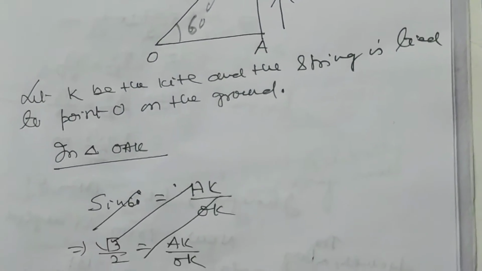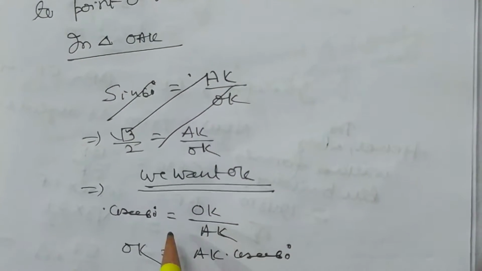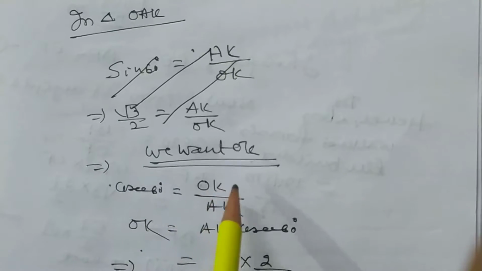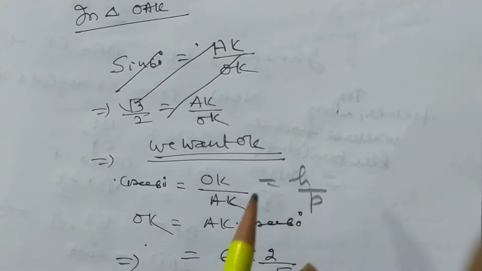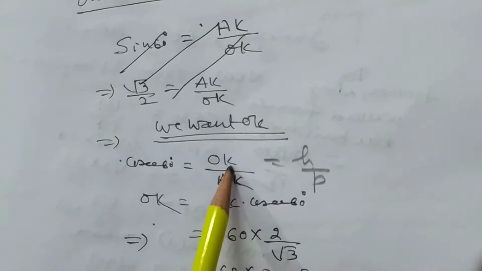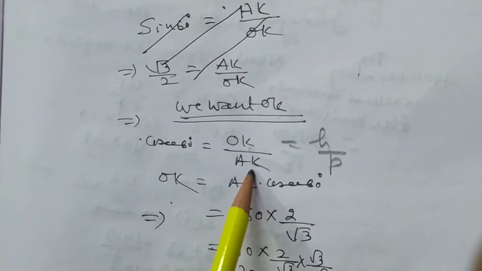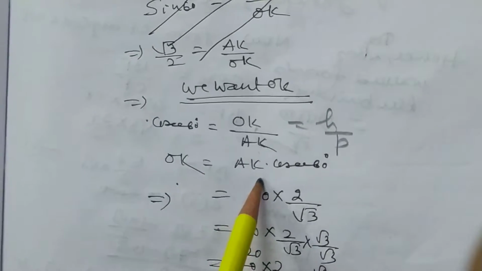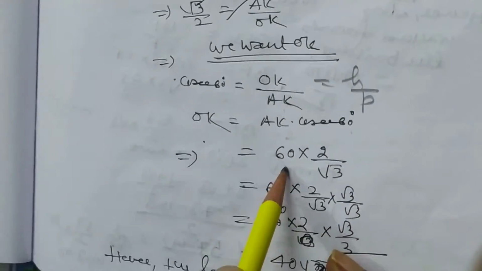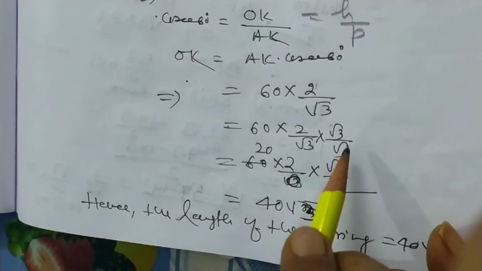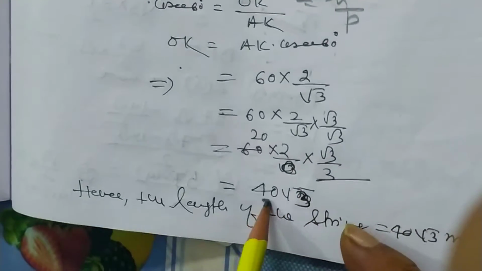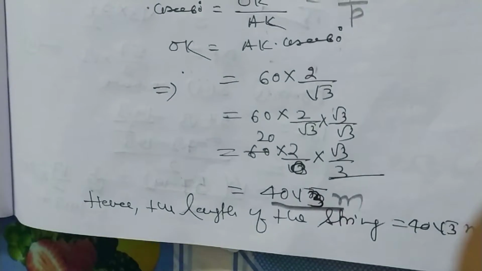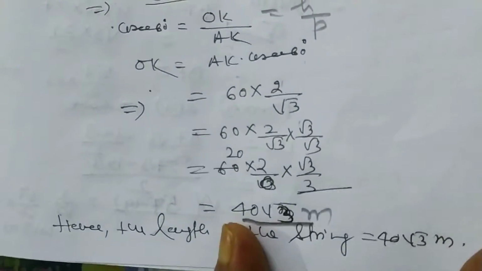We will take cosec 60 degree. Cosec 60 degree is equal to how much? Cosec 60 degree is equal to hypotenuse by perpendicular. Here OK is the hypotenuse and AK is the perpendicular. So OK is equal to AK into cosec 60 degree, that is 60 into 2 by root 3. After rationalizing, we will get 40 root 3 meter. So the length of the string is 40 into root 3 meter.